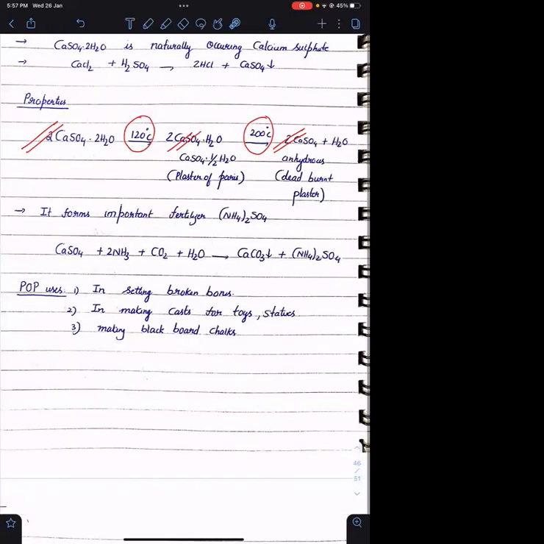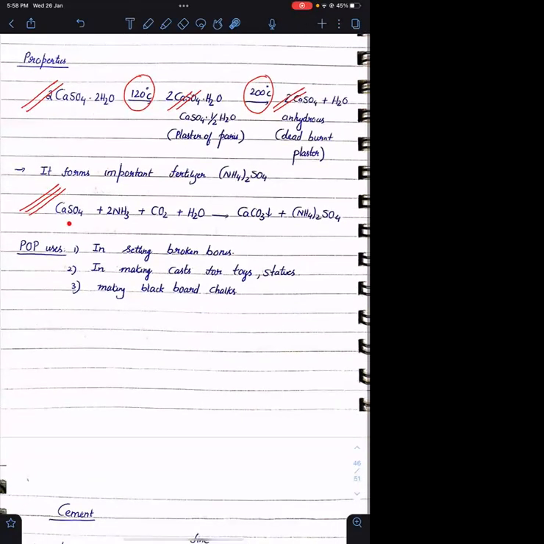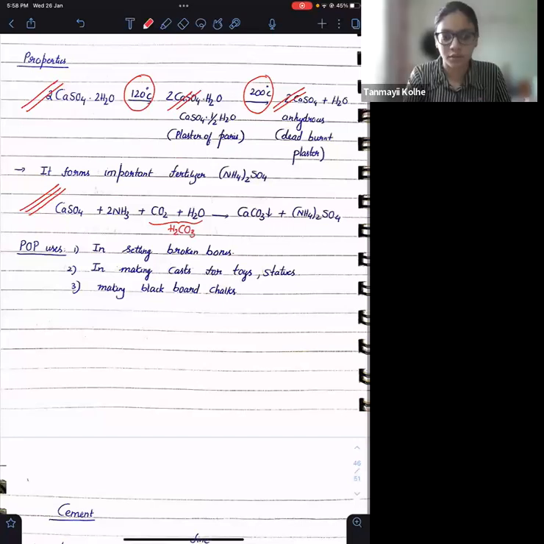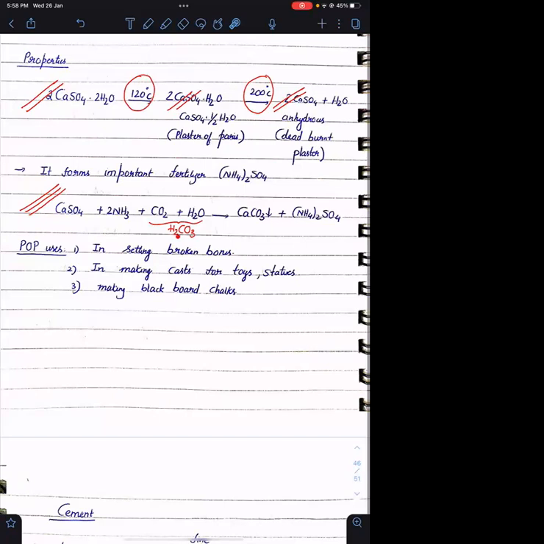Next, this is also an important reaction. It forms an important fertilizer, which is ammonium sulfate. The reaction is calcium sulfate upon reaction with NH3, CO2 and H2O. The reaction is easy too. CO2 and H2O combine to form what? H2CO3. Ammonia is a base, H2CO3 is an acid. Reacting these two, you can form ammonium carbonate, (NH4)2CO3. Then you can form ammonium sulfate and calcium carbonate.